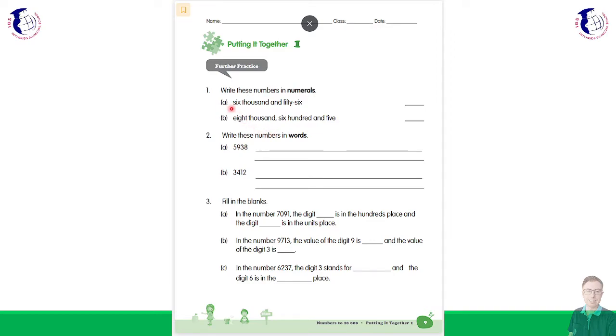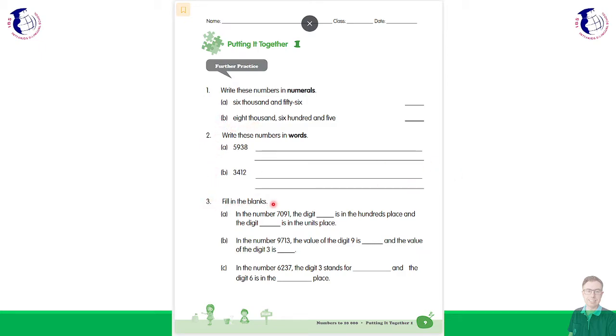Be careful with the first one. One of the place values is 0, so make sure you put the correct place value as 0 in the first one. Then number 2, the opposite way round, write the numbers in words. Remember your commas, and if you have a word in the 20s, 30s, 40s, 50s, etc., make sure there's a hyphen in between the two words like this. Your numbers are 5,938 and 3,412. Write them in words here and here.